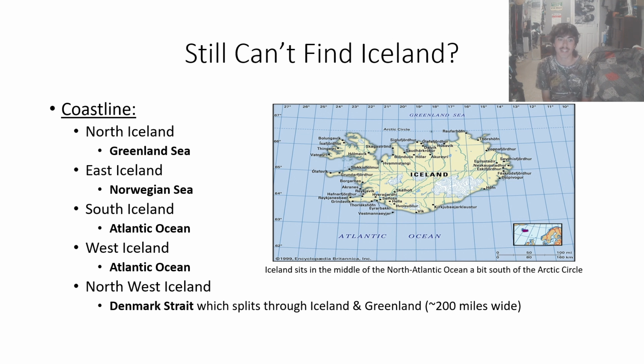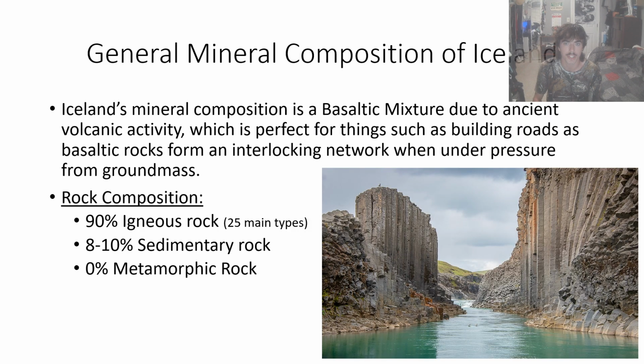And then northwest of Iceland, you're going to get the Denmark Strait, which is approximately 200 miles wide and splits Greenland and Iceland apart from each other. So, pretty self-explanatory there. They are definitely both islands of their own. They're not connected in any way. They are separated by that Denmark Strait, as previously mentioned.